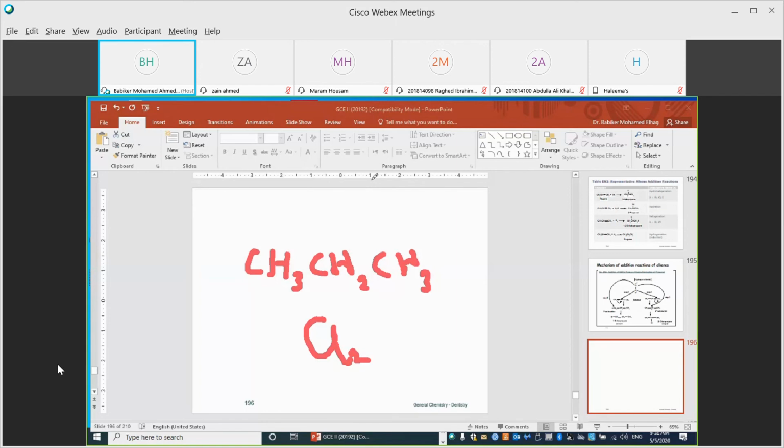In both cases, the 2-chloropropane will be of higher concentration than 1-chloropropane because the secondary free radical or secondary carbocation will be more stable than the primary one.